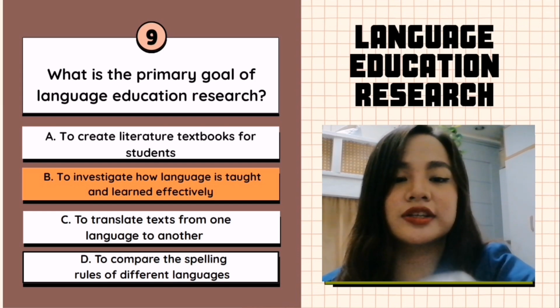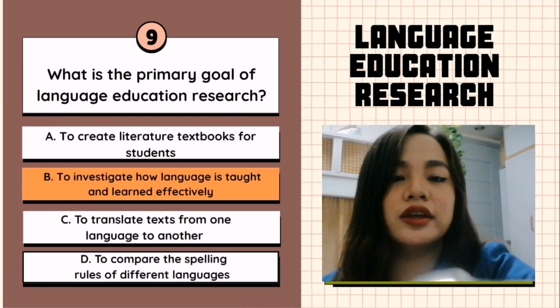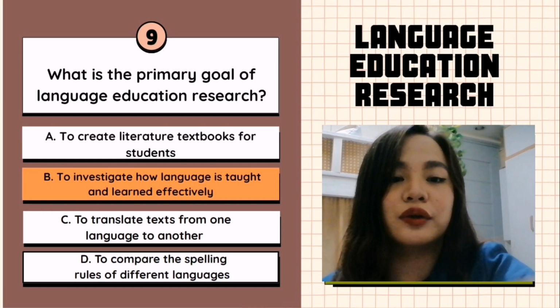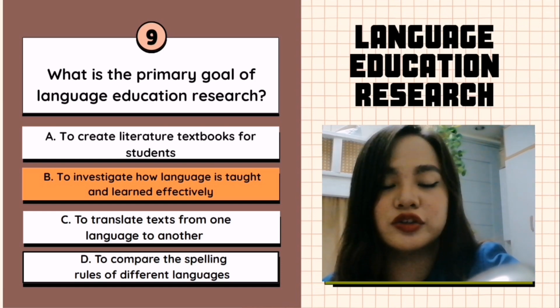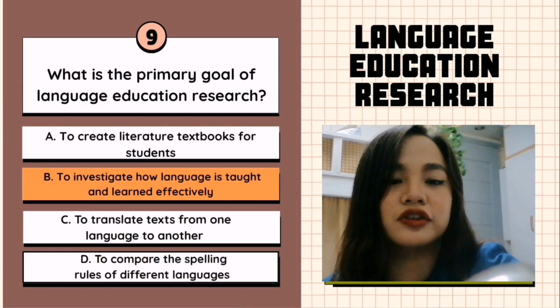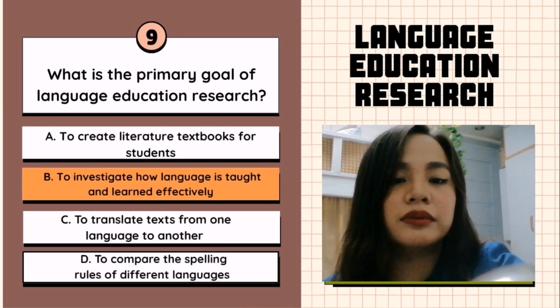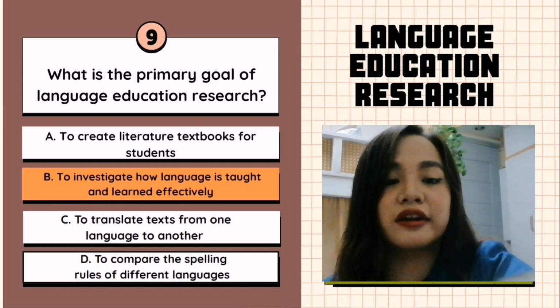So why are the other choices incorrect? A is wrong because creating literature textbooks for students falls under curriculum development or materials writing, not the main focus of research. Language education research may evaluate materials, but creating textbooks is not its primary goal.